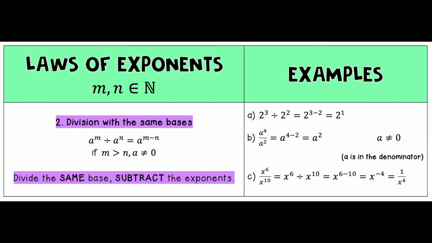If we have a to the power of 4 over a to the power of 2, remember that that still means a to the power of 4 divided by a to the power of 2. So that means that we'd have a to the power of 4 minus 2, which is a squared. Remember, a can't be 0 because a is in the denominator. If we have x to the power of 6 divided by x to the power of 10, that gives me x to the power of 6 minus 10, which is x to the power of negative 4. Remember, we can't leave our exponent as a negative, so we're going to just flip that and have 1 over x to the power of 4.